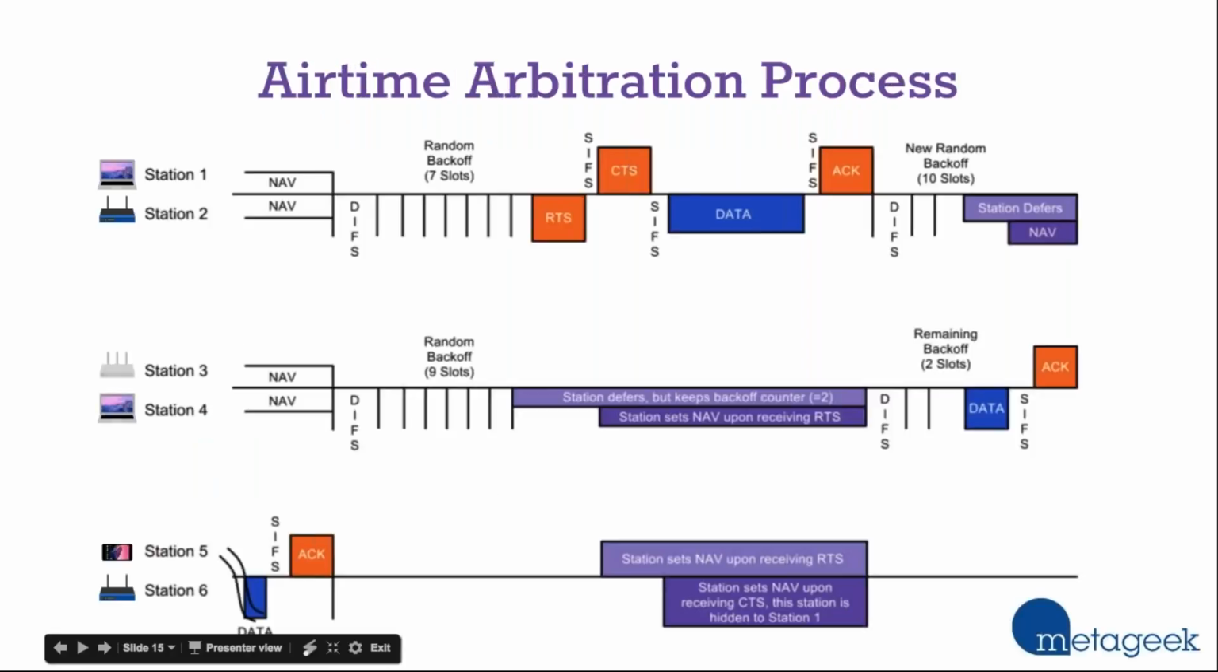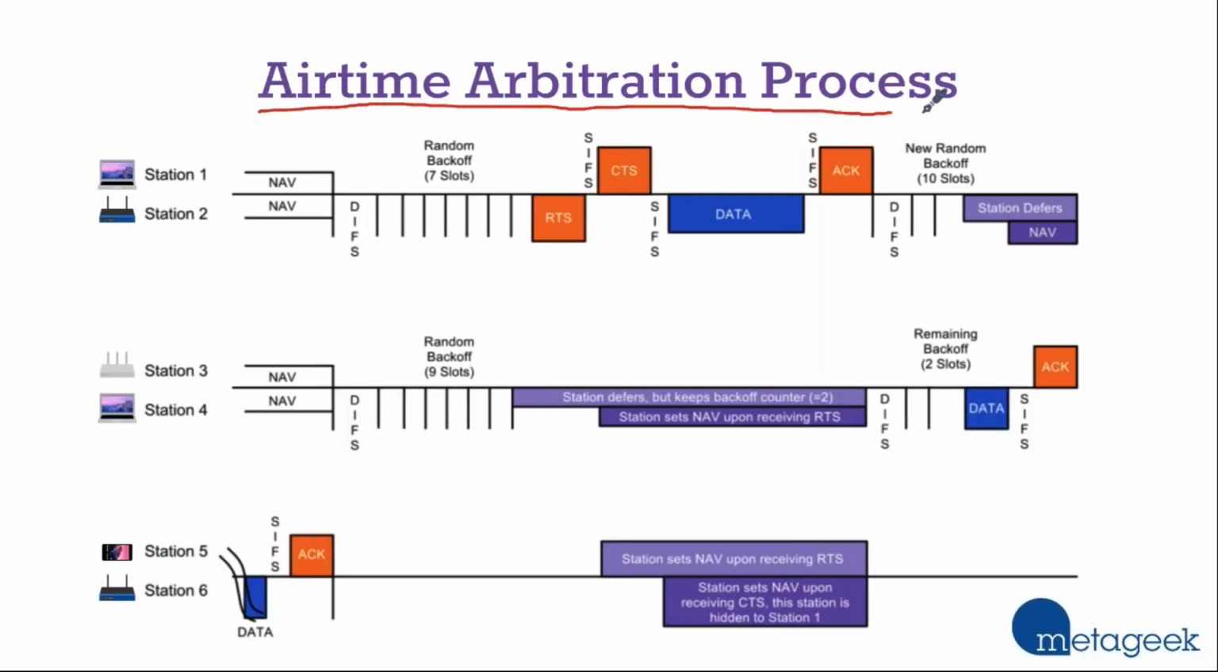Okay, so how do devices decide who gets to talk next on the channel? If we've got a bunch of devices on a channel, and if they all have to take turns talking, how do we decide who gets to talk next? We do it with this airtime arbitration process.